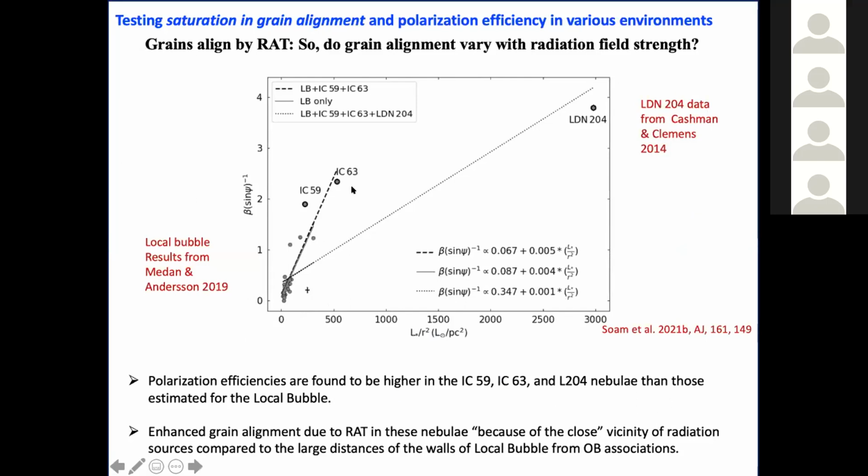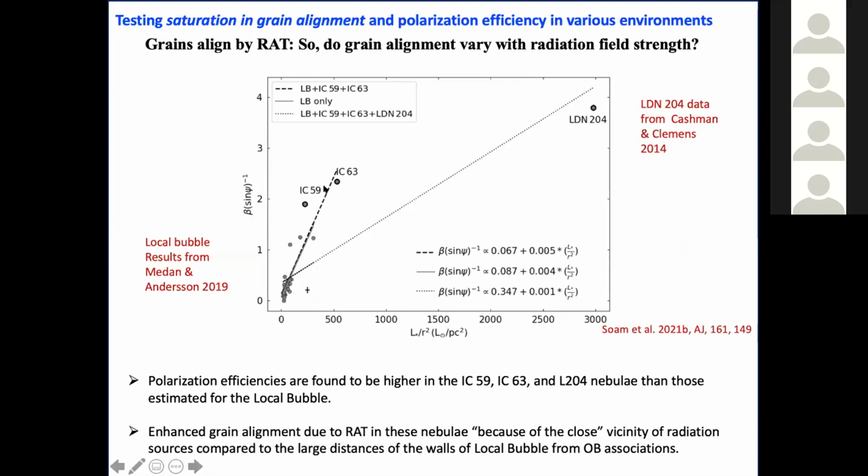In this plot, beta sin psi inverse depicts polarization efficiency, and please check Medan and Andersson 2019 for the explanation, and our paper also. So IC59 and IC63 show higher polarization efficiencies compared to the local bubble results. And we also take the results of LDN204, which is illuminated by more O and B type stars, and the polarization measurements were taken from Cashman and Clemens's paper.